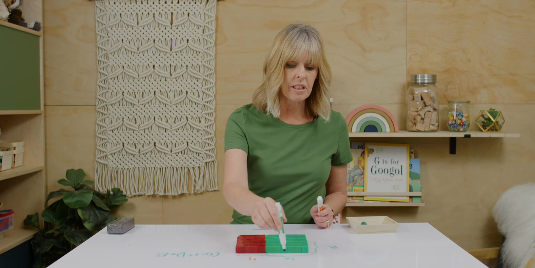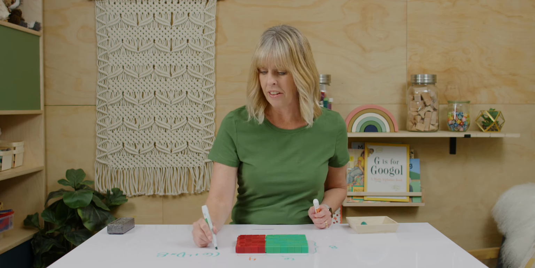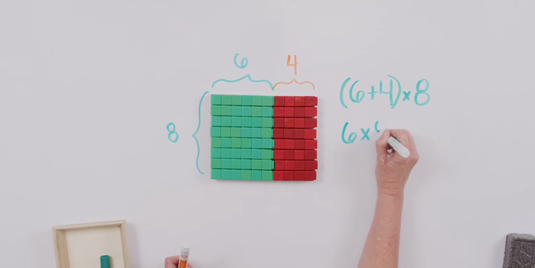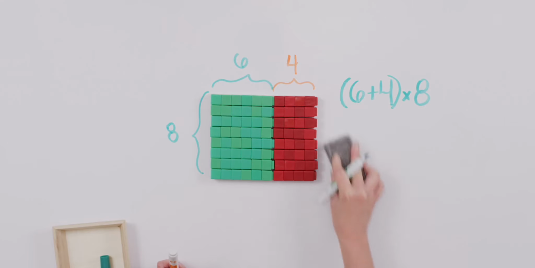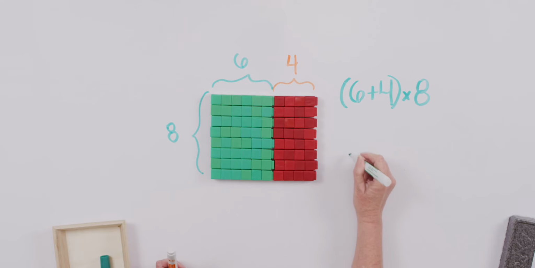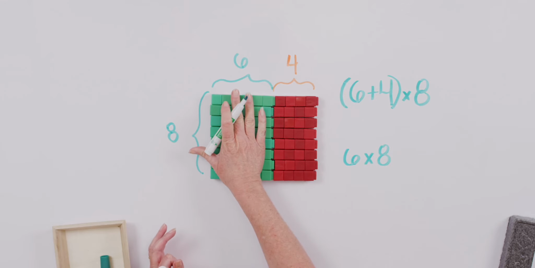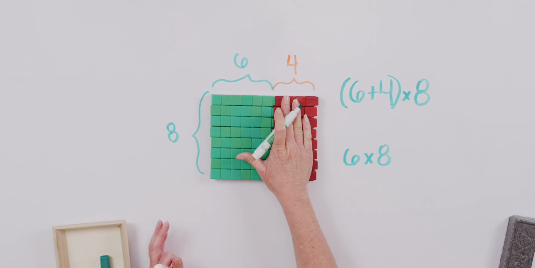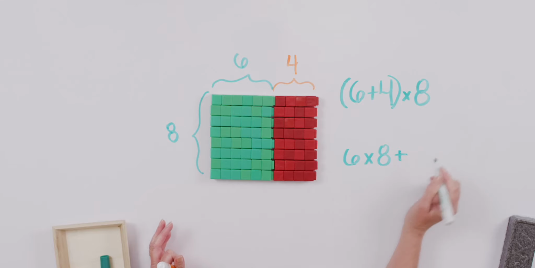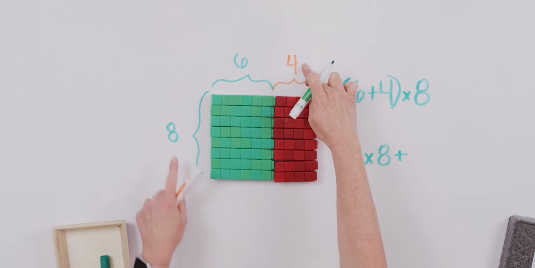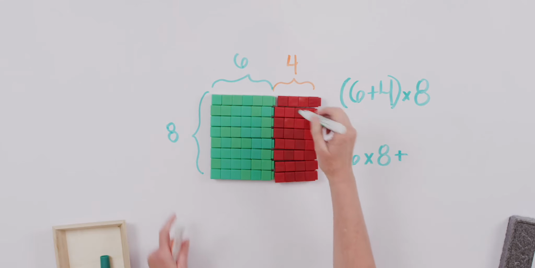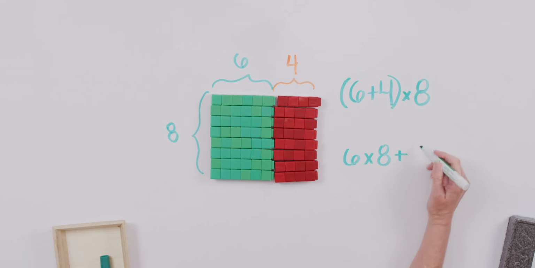Great. Some of you might have said, you know what, I want to first multiply my 6 and my 8 together. So I'm going to multiply my 6 and my 8. In fact, let's write this a little bit lower because we will evaluate each of these. So 6 times 8 to find out this much. And then I can add my 4 times 8. Do you agree this is 4 times 8?